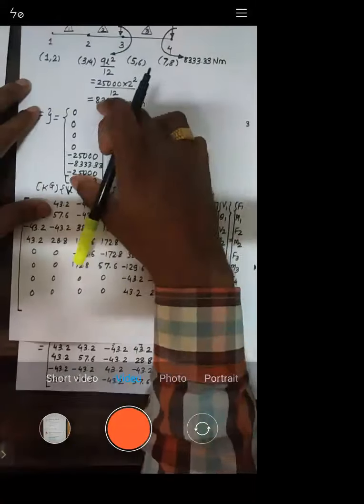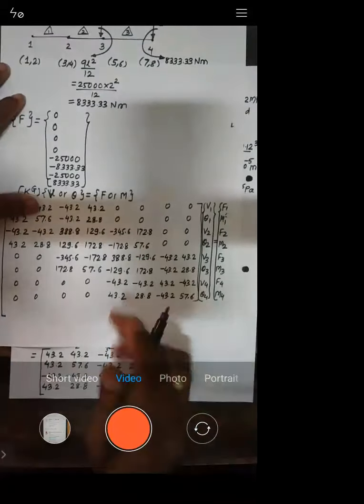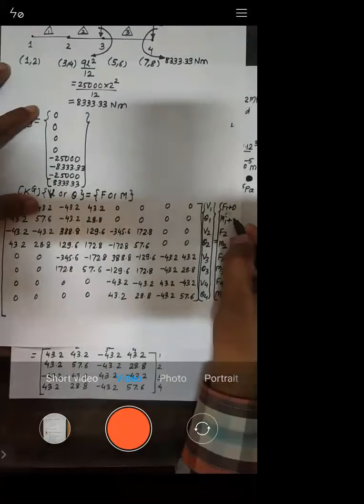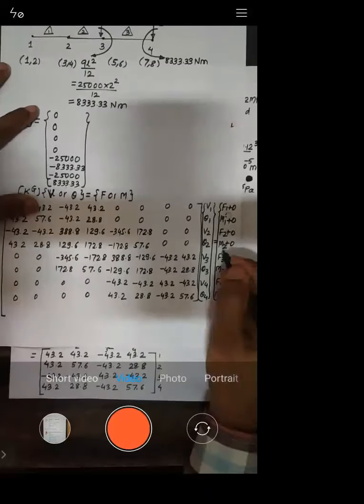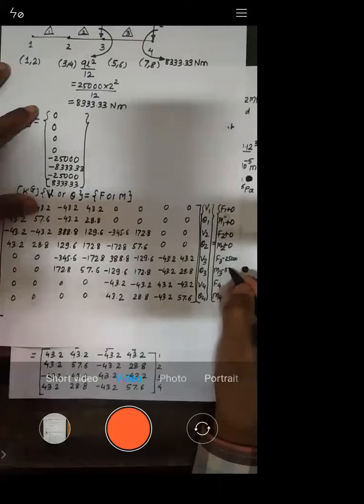Now this you are supposed to combine. That means this force you are supposed to superimpose. So I'll do that, right? This as it is, I'm going to copy here. So plus 0, M1 plus 0. This is M2 plus 0. This is minus 25,000. This is minus 8333.33. This is again minus 25,000.